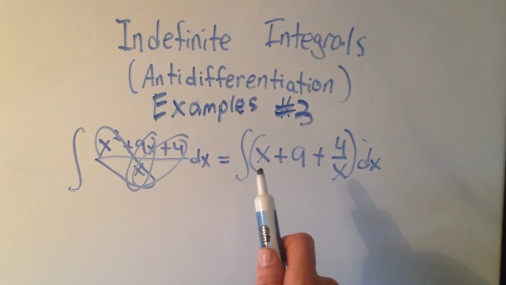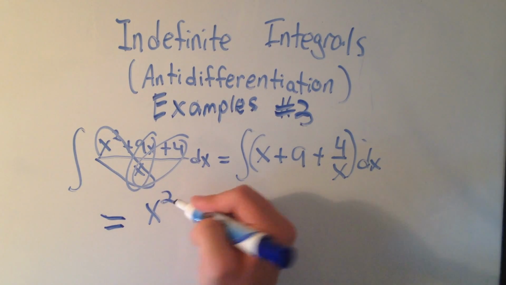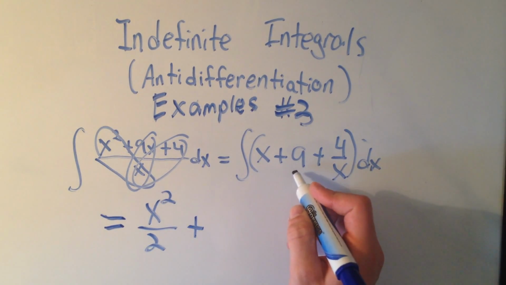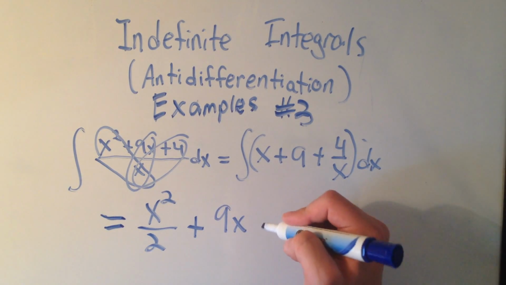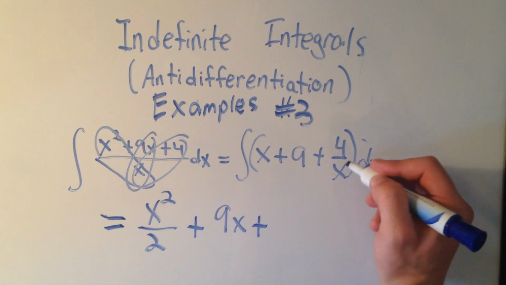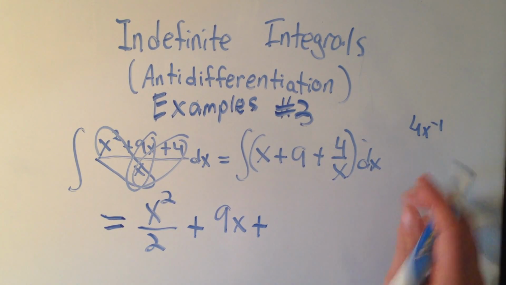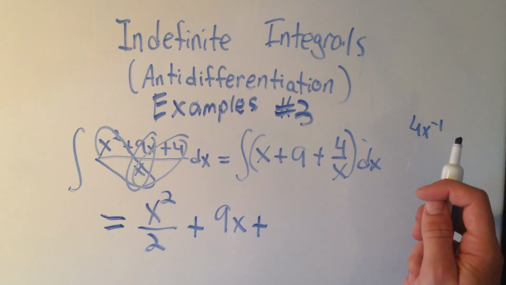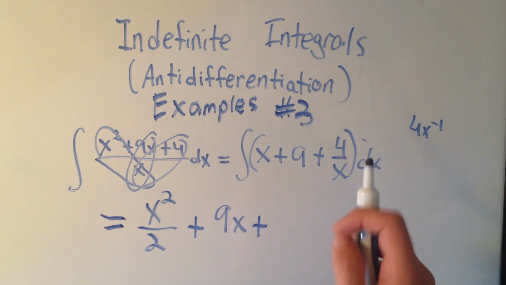So if I integrate x, or I take the antiderivative of x, I add 1 to the power, so that's x squared, and divide by the new power. The integral of 9, well, there's no x there, so that means this becomes 9x. And now, well, this is different, right? Because 4 over x is the same as 4 times x to the negative 1. If I add 1 to the power, I'd have x to the 0, and then divide by the new power, divide by 0. Remember, we can't do that.